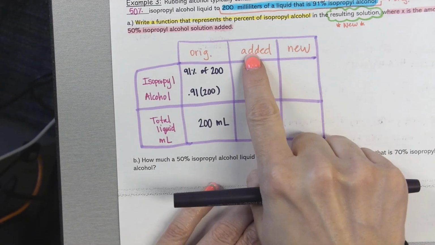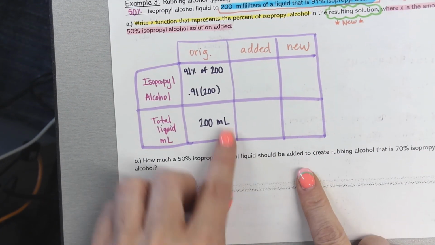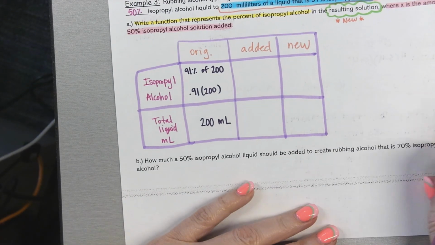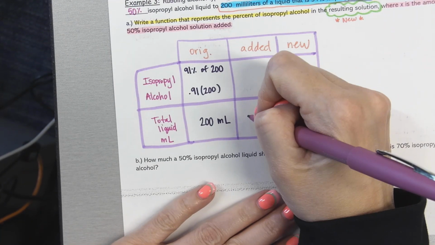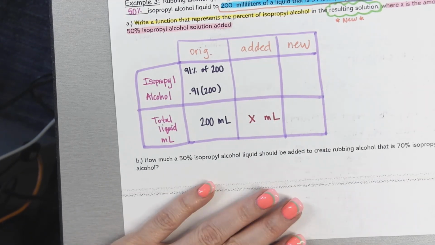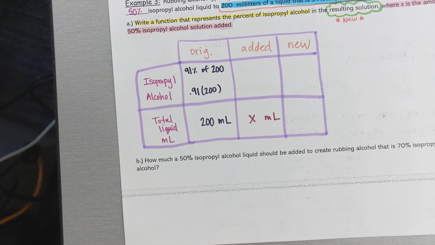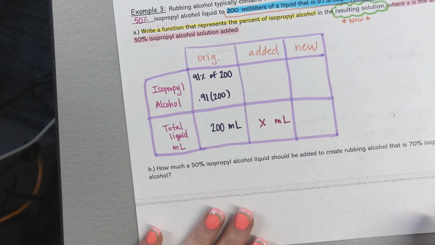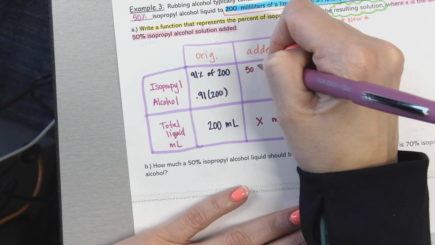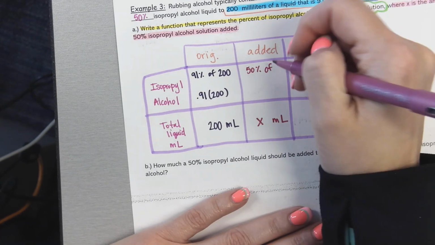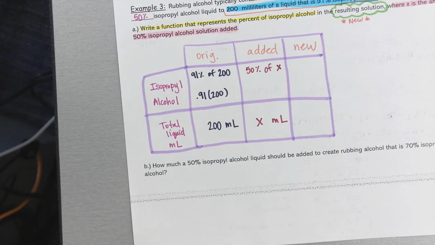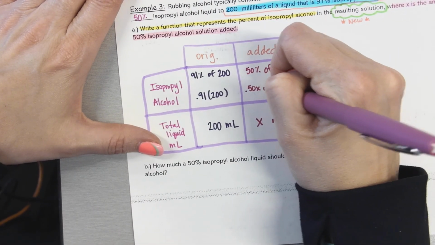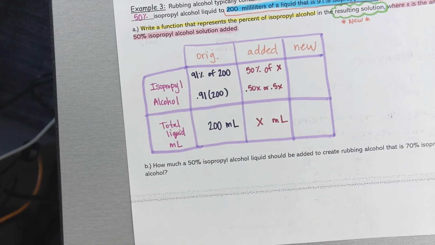Okay, and then in the added is what we are going to add to this original solution. So it says X is the amount that we are adding. So we're going to say this is X milliliters. And then what is the percentage that we are adding of the isopropyl alcohol? 50%. So 50% of, in this case, is going to be X, because we don't know how much we're adding yet. And you can either write that as 0.50X or 0.5X, whichever one you want.